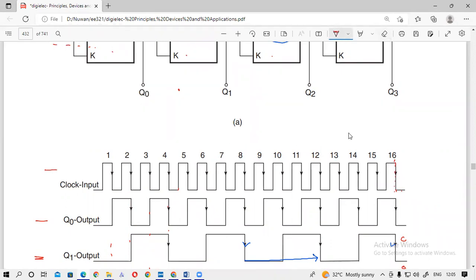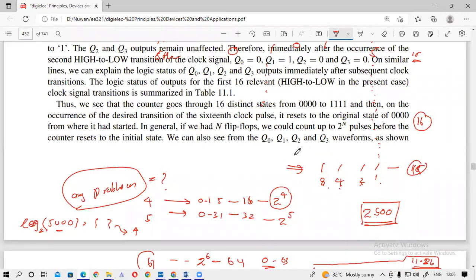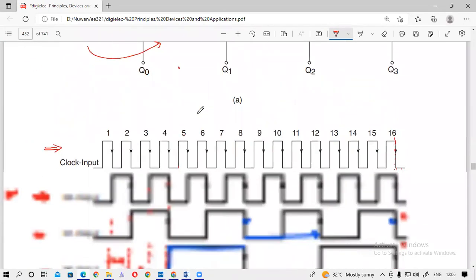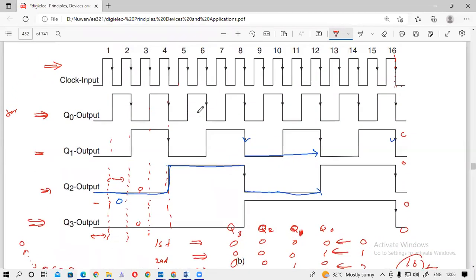So this is the first cycle. This is the clock cycle. So when it goes to the second one, for the second flip-flop, this will be the clock input, no? This is FF0, the first one, and FF1 is the second one. So for FF1, flip-flop 1, this will be the clock input.